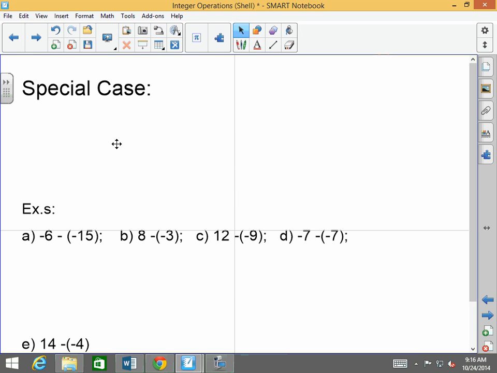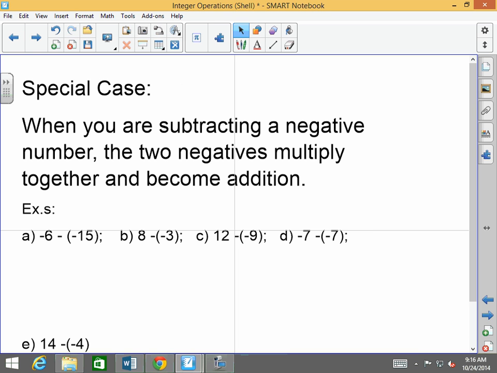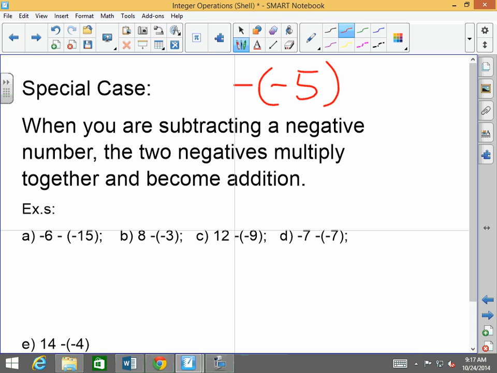Now, a special case. When you are subtracting a negative number, the two negatives multiply together and become addition. What do I mean by subtracting a negative? I mean this. If I have a negative times a negative 5, this negative right here is really a negative 1. And a negative 1 times a negative 5 becomes a positive 5. So when you see a negative times a negative, simply combine those two negatives by multiplication and make it a positive.